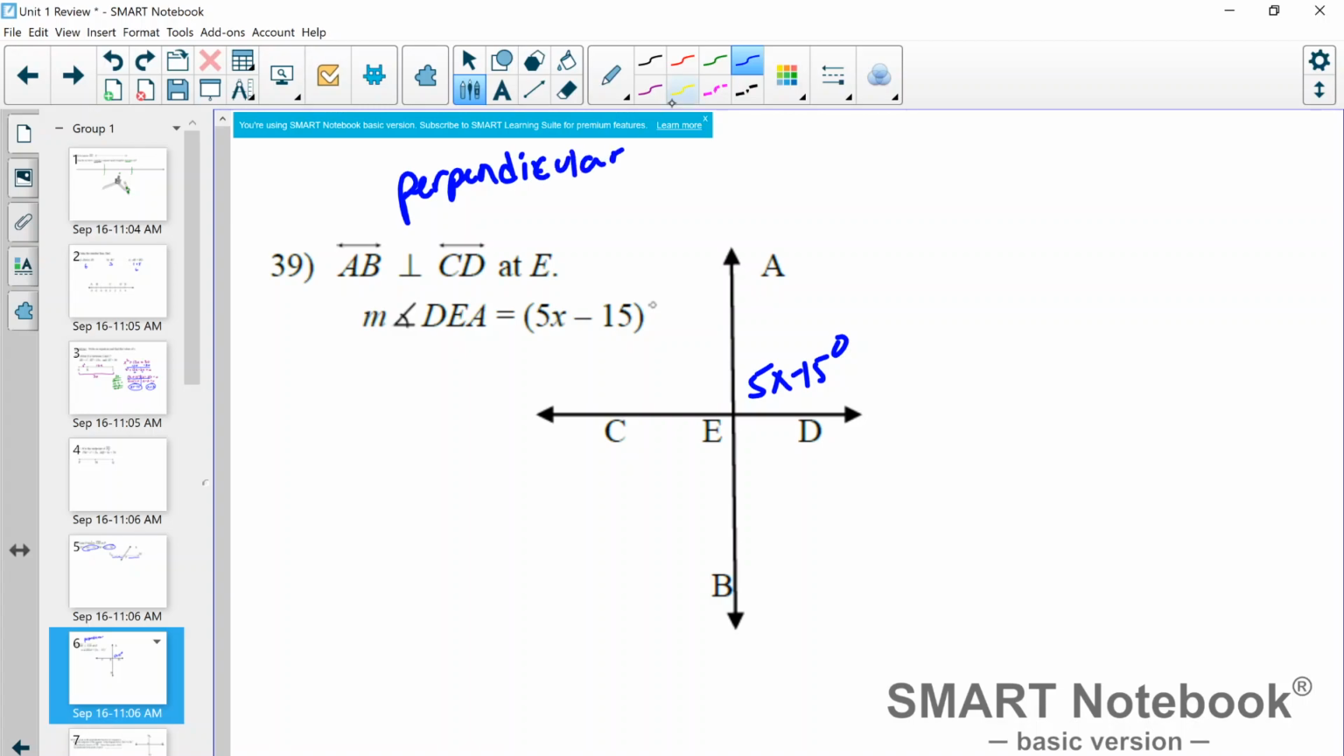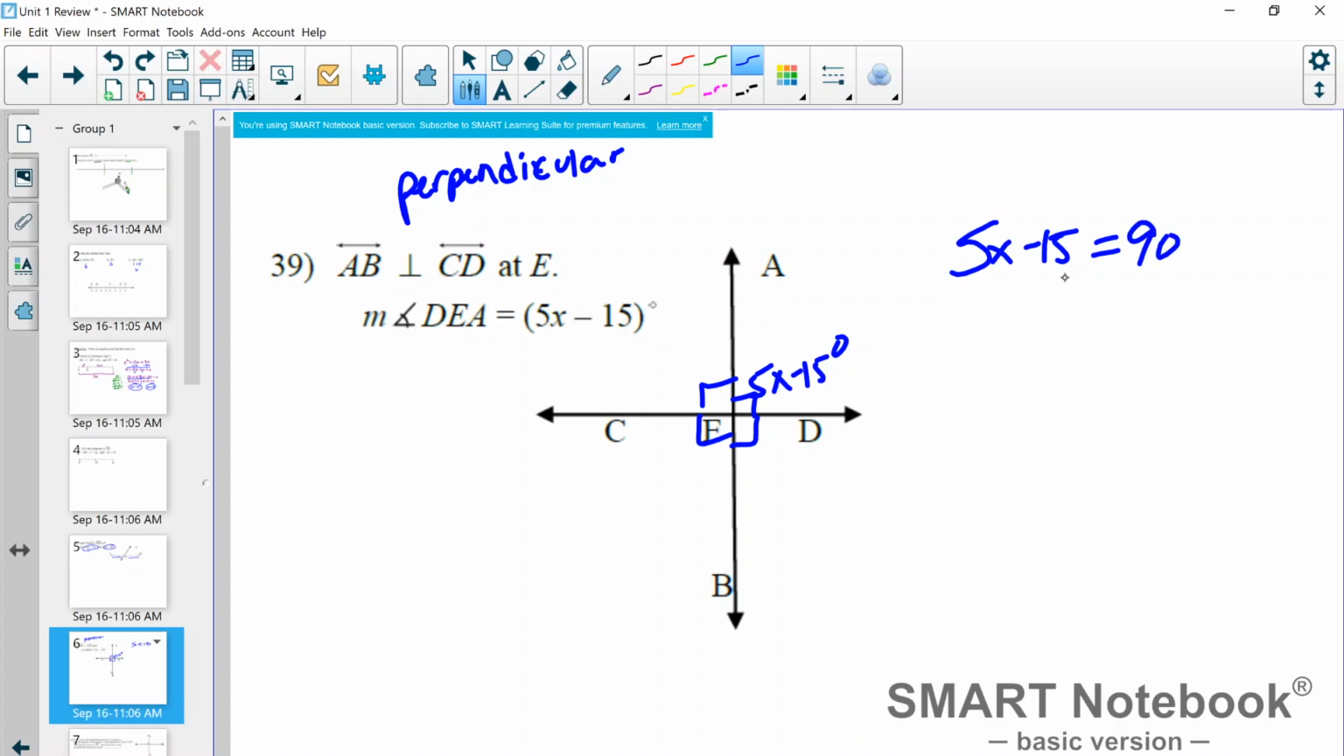and perpendicular lines create 90-degree angles. So this angle here is a 90-degree angle, and so are the other three. So they're all right angles, which means DEA is a right angle, therefore 90 degrees. So 5x minus 15 gives me 90 degrees.